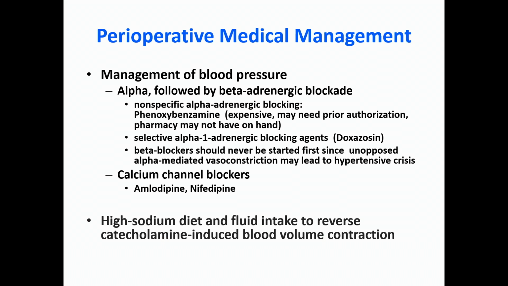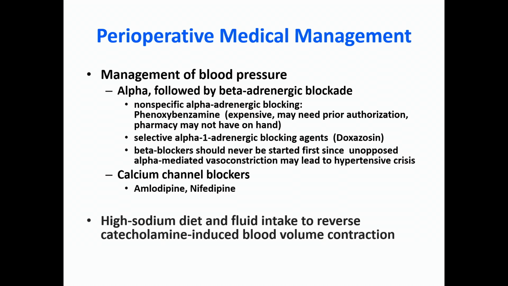And as a reminder, beta blockers should never be started first, since unopposed alpha-mediated vasoconstriction might lead to hypertensive crisis. And if the blood pressure is still not optimally controlled on the alpha agents, you could also consider adding calcium channel blockers as well. Ones to consider can include amlodipine and nifedipine.